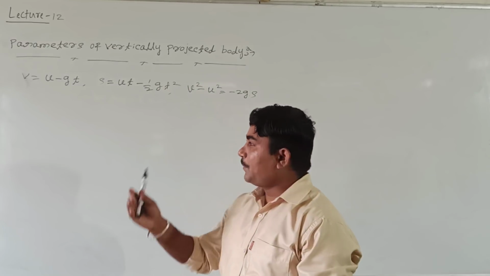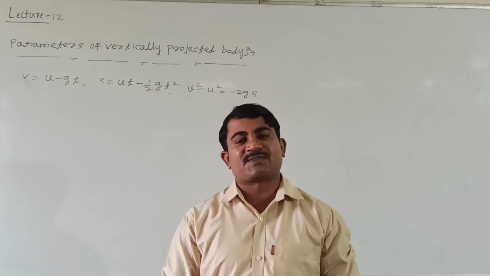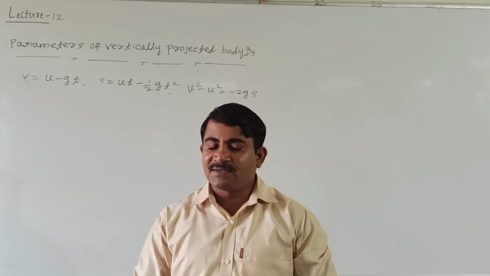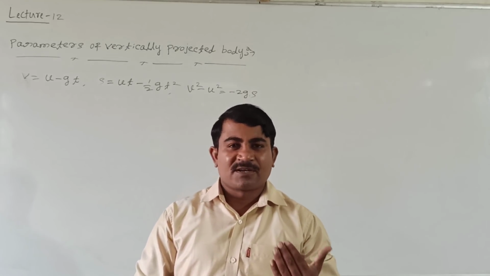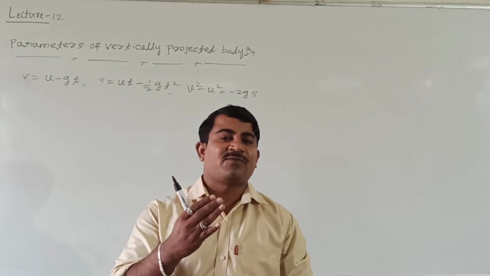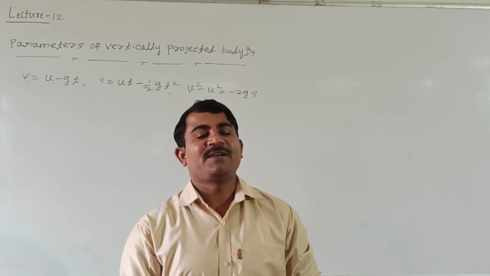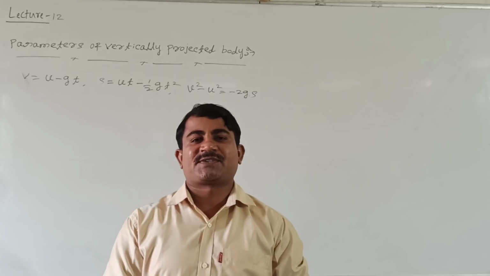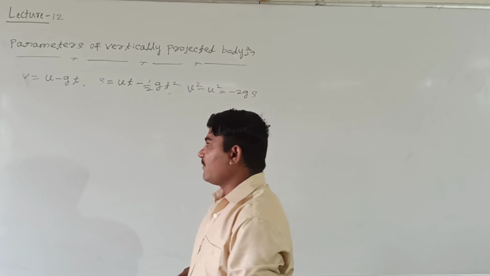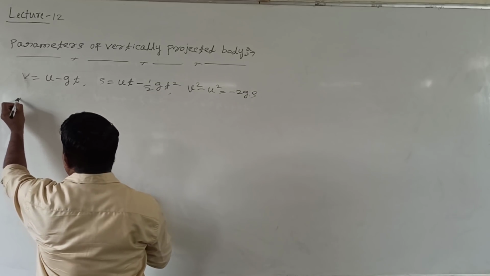Here, parameters are there. When a body is projected upsides, we have four parameters. One parameter is the maximum height, the second one is the time of ascent, the third one is the time of descent, and the fourth one is nothing but the time of flight. Let us see the parameters one by one. The first parameter is the maximum height.